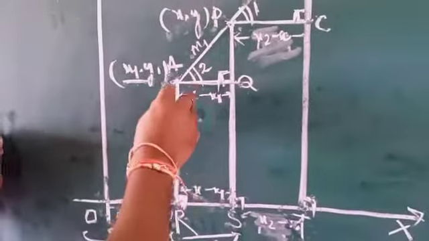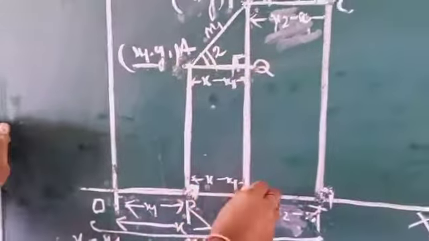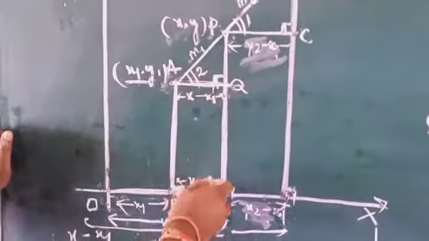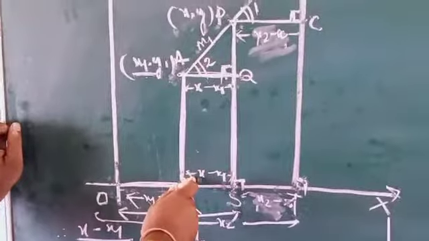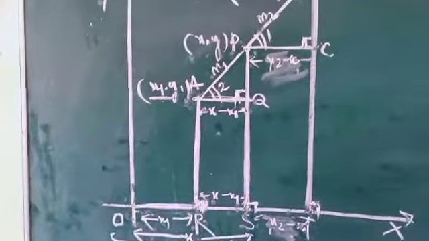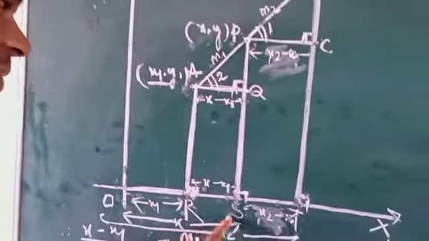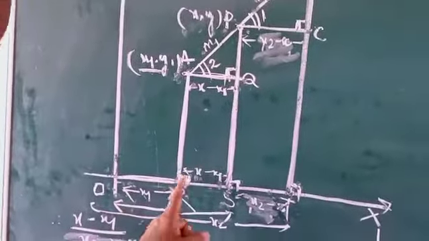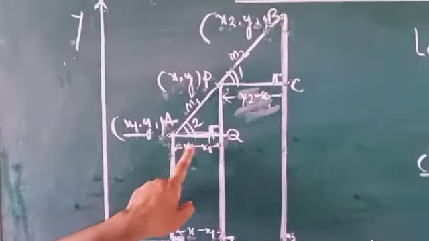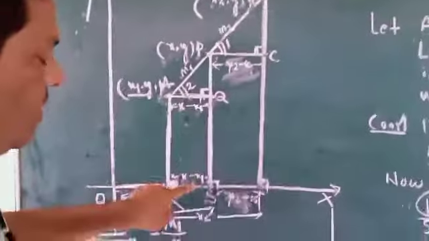Now you see, ASQ is a rectangle. Why? This is 90, this is 90, and we have drawn this perpendicular, this is 90. So if three angles are 90, 90, 90 each, then the fourth angle is also 90. So this is a rectangle, and you know in a rectangle the opposite sides are equal. So if RS is equal to x minus x1, what is the opposite side of RS? AQ. So AQ is also x minus x1, because these two are the opposite sides of a rectangle.